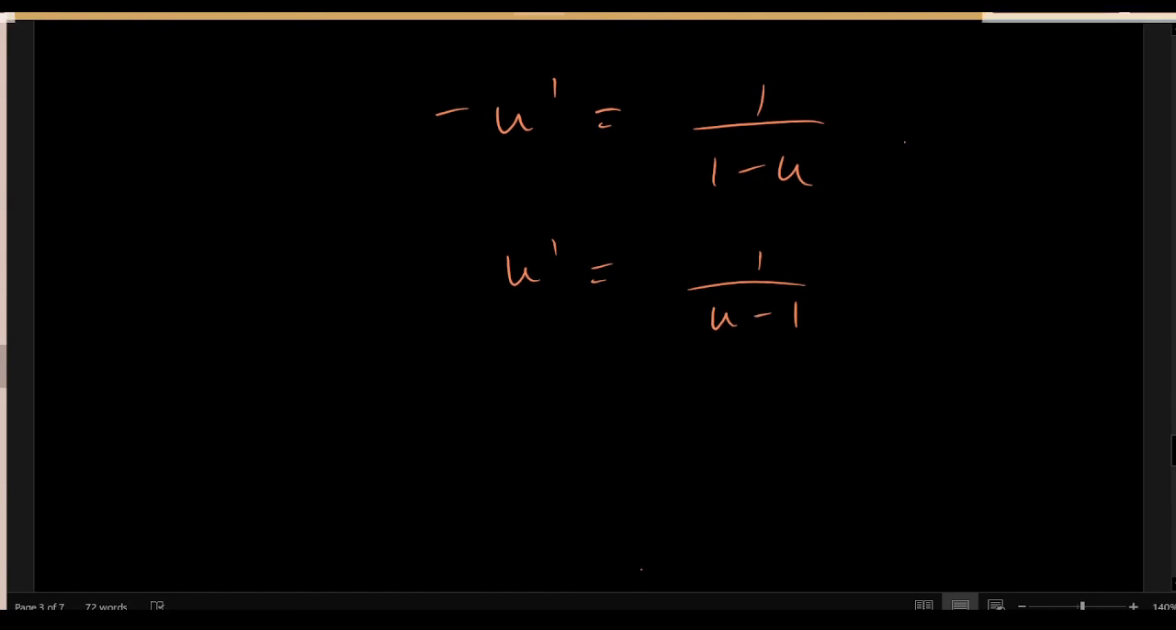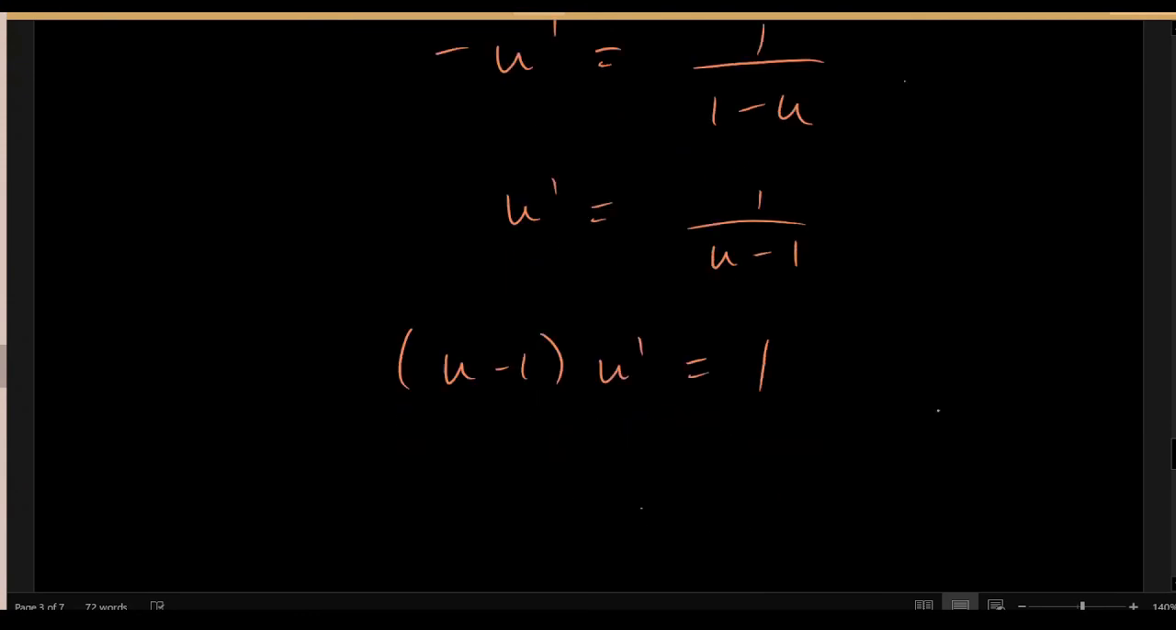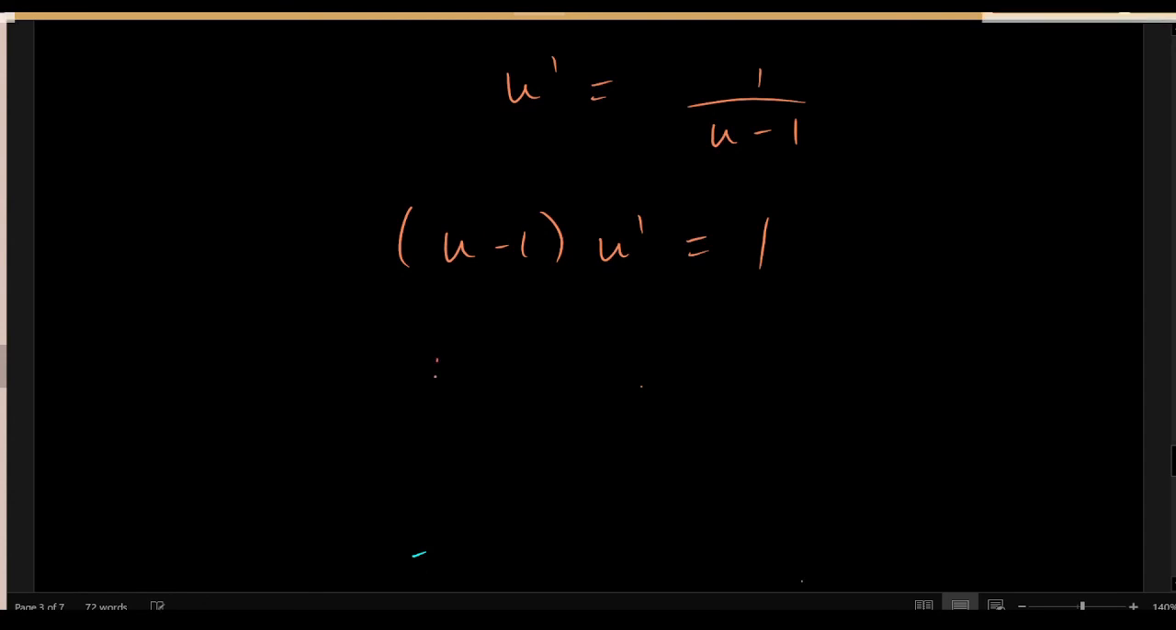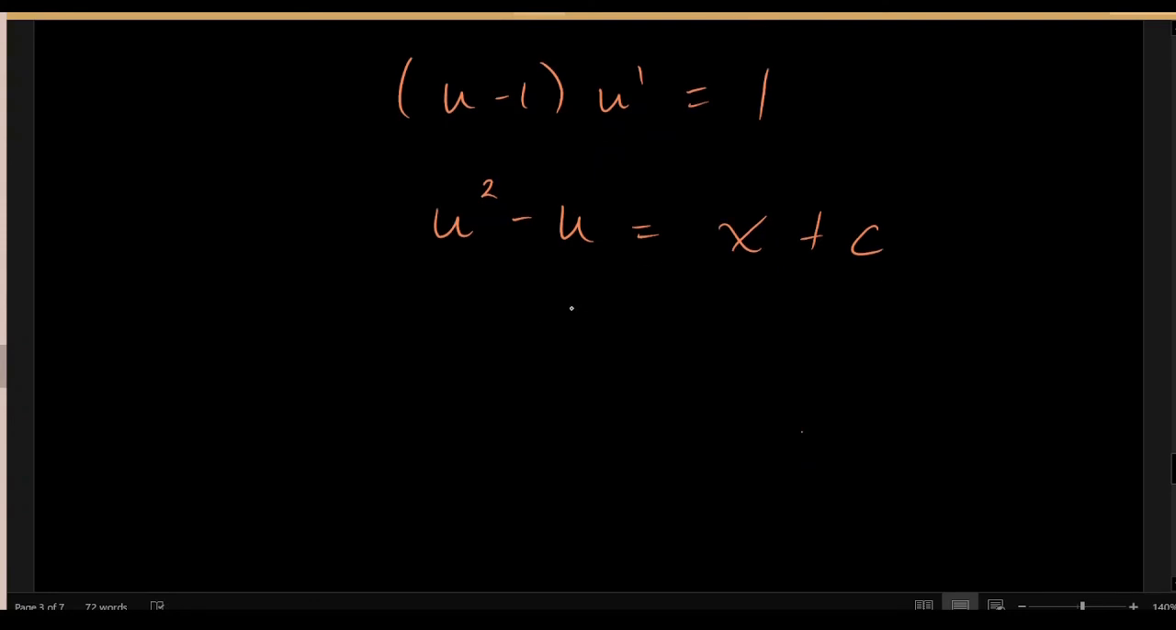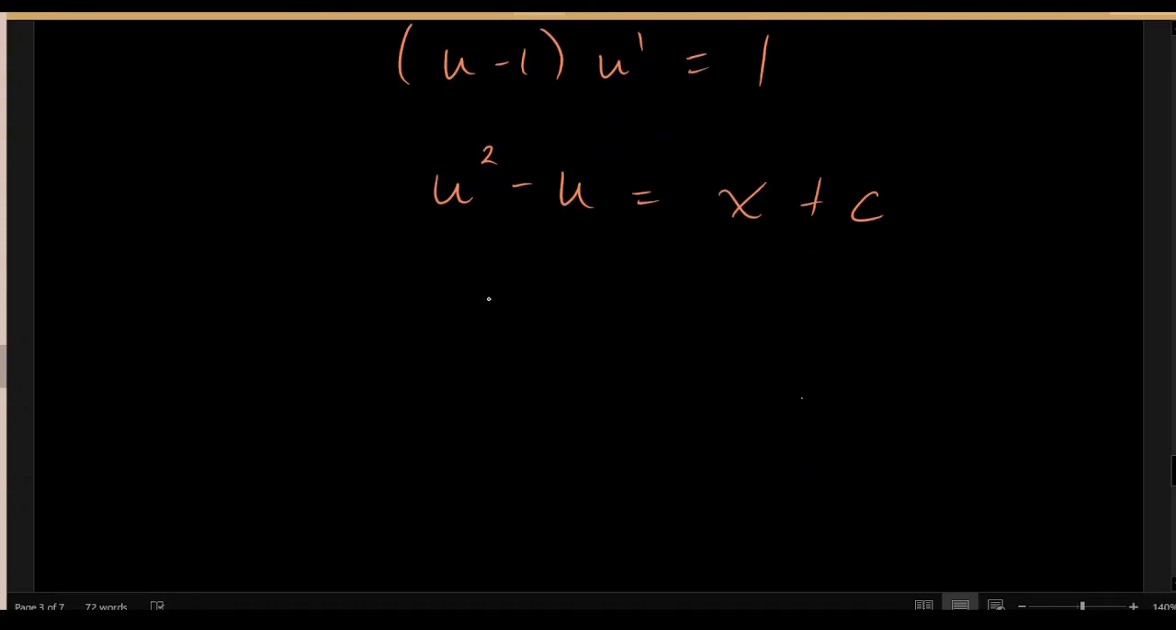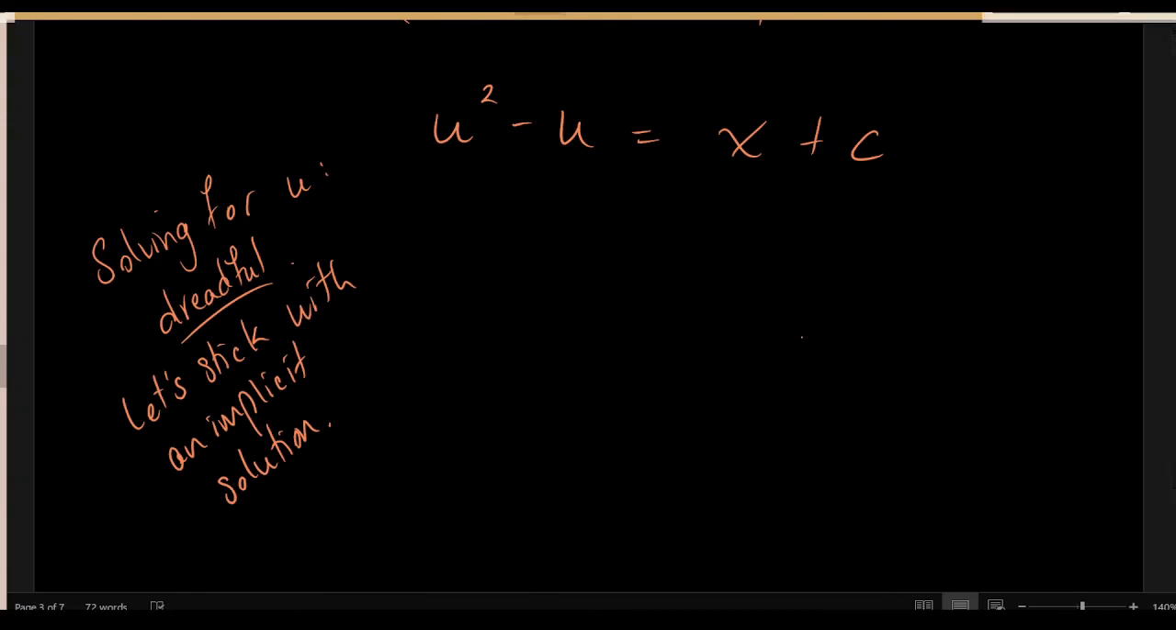Okay, so now let's go ahead and bring all of our u's to one side so that we can integrate both sides, the left with respect to u, the right with respect to x. Now looking at this equation on the left side, it does seem to me like finding an explicit solution is going to be absolutely miserable. So let's go ahead and content ourselves with an implicit solution. And using this implicit solution, let's replace the u's with what we know that they are equal to, 1 minus x minus y.